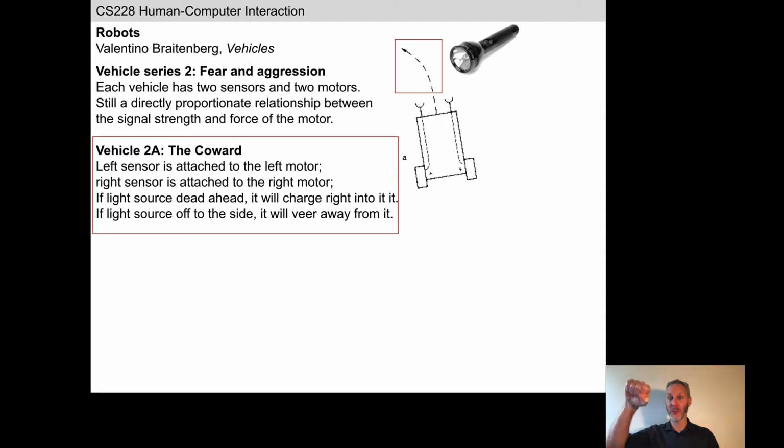If you come at it from the front right, it will turn away quickly and then slow down. If you chase the coward from behind with a light, the light is approaching the robot from behind, meaning more light is falling on the light sensors, which means the wheels speed up and the robot will run away from a light source. Same thing if you come at it from the front left.